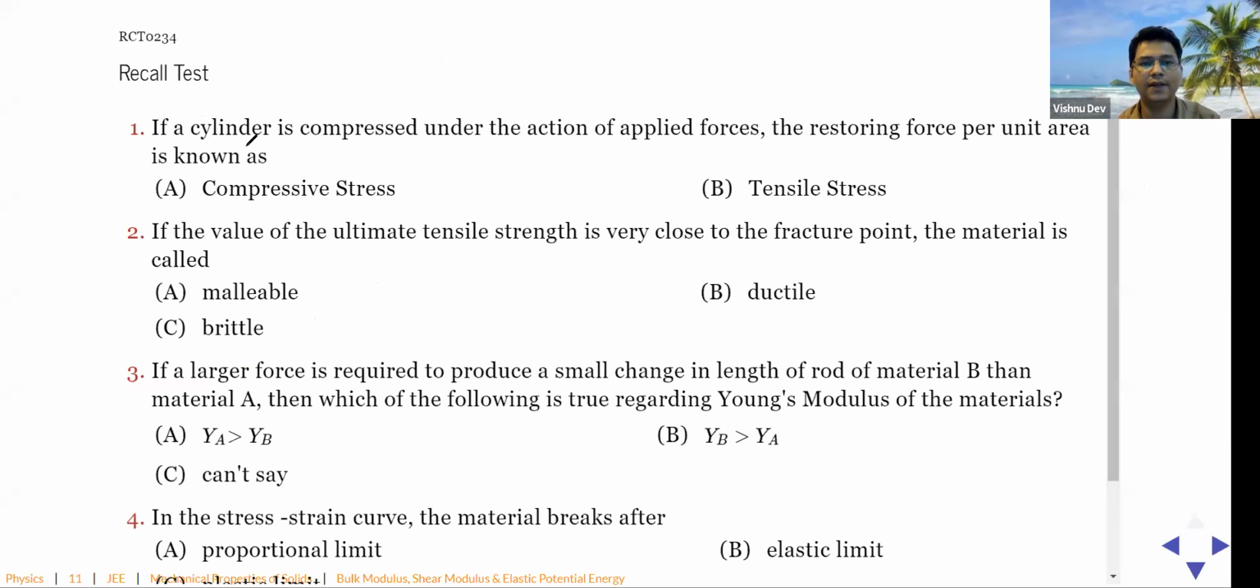Let's start with the revision recall test. If a cylinder is compressed under the action of applied force, the restoring force per unit area will be known as. Tell me. Theory. Very easy.